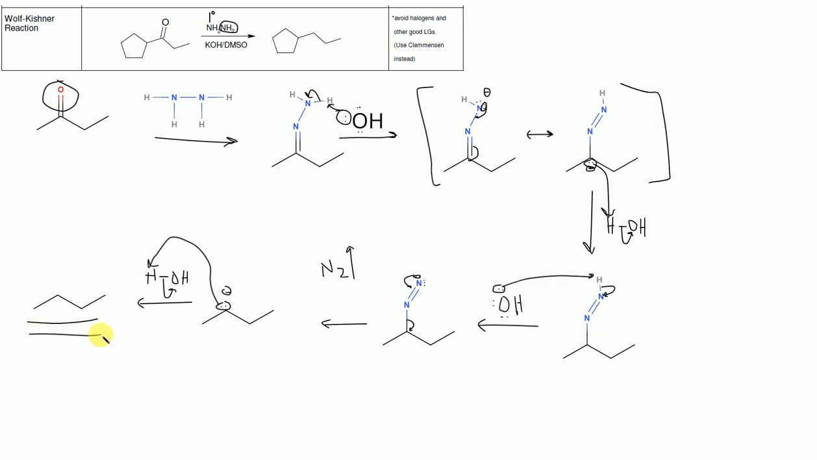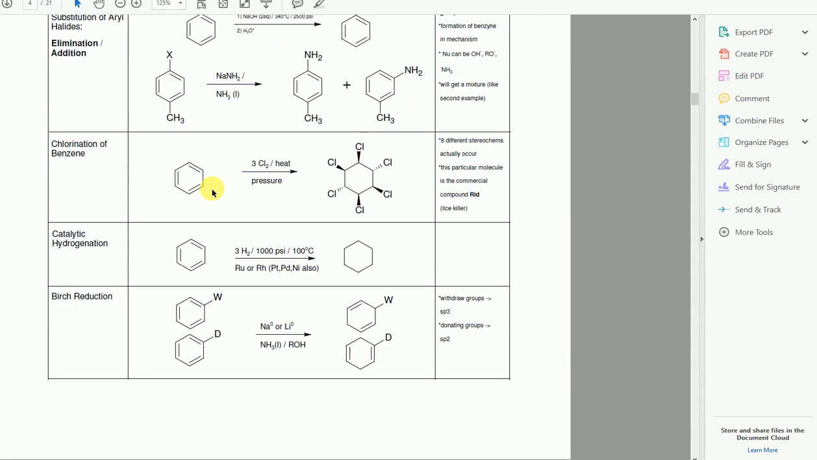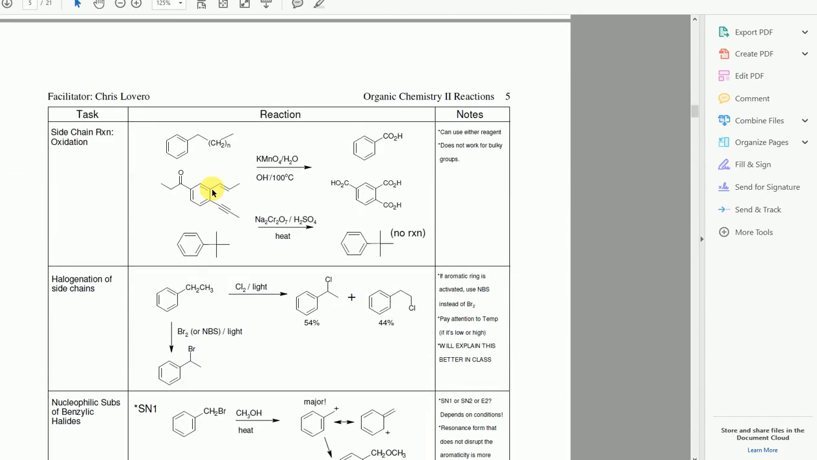And what is this good for, right? So we have some rules. We have to avoid halogens and other good leaving groups, right? Because we're dealing with something that will be nucleophilic. We're dealing with nucleophilic things in the process of this reaction. And the main thing that this is important for is, if I scroll up on the reaction sheet, let me find it wherever it is.